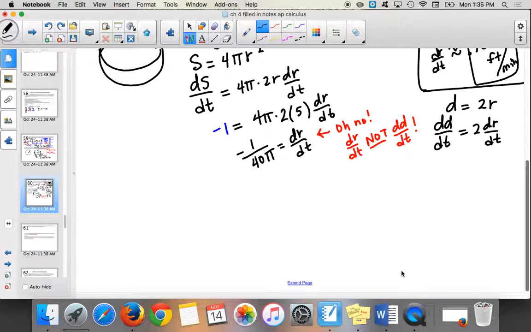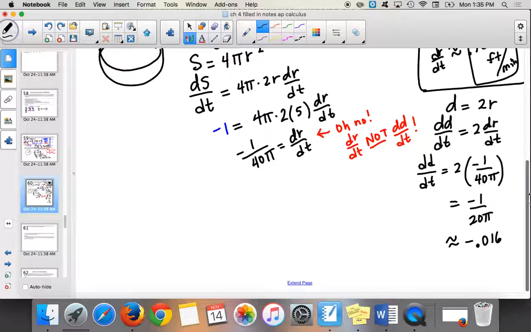So dr over dt is equal to -1 over 25. Yeah, so we multiply in, so I have -1 over 40 pi. So I get -1 over 20 pi. And you can find the approximation if you want to. Ian's already on it. What is it, Ian? -0.016.